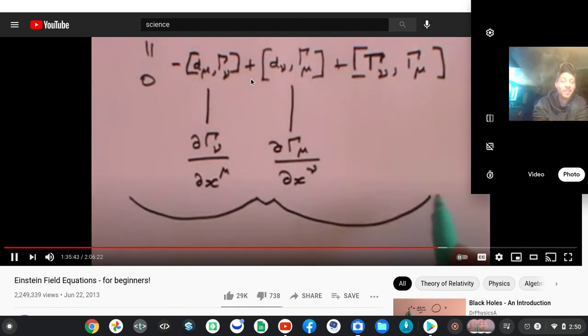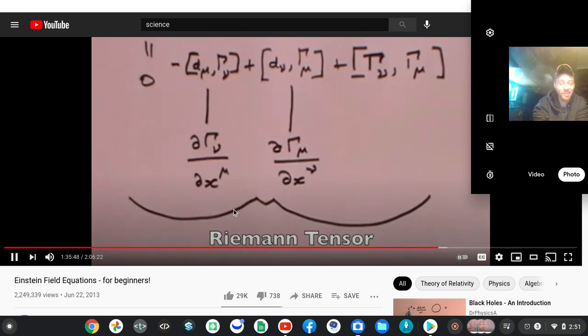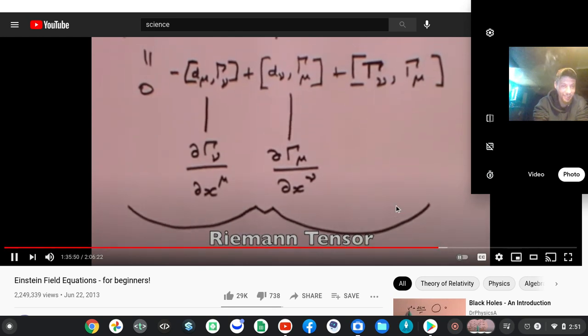is called the Riemann tensor. You'll notice that it is made up of Christoffel symbols and derivatives of Christoffel symbols. It's called the Riemann tensor.